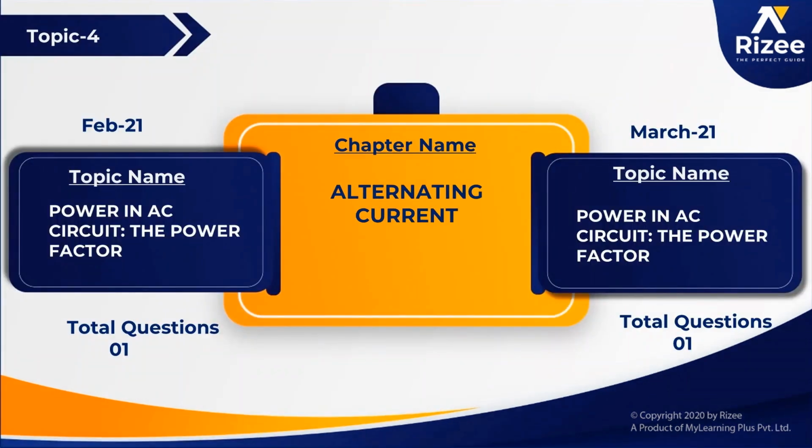Next, coming to the fourth topic, the power in an AC circuit. This topic comes under the alternating current chapter. One question was given in the February session, and in the March session also one question was given on the same topic, concerned with AC circuits.